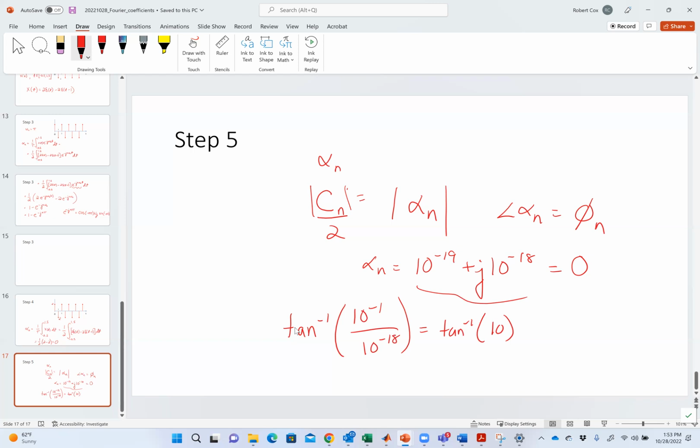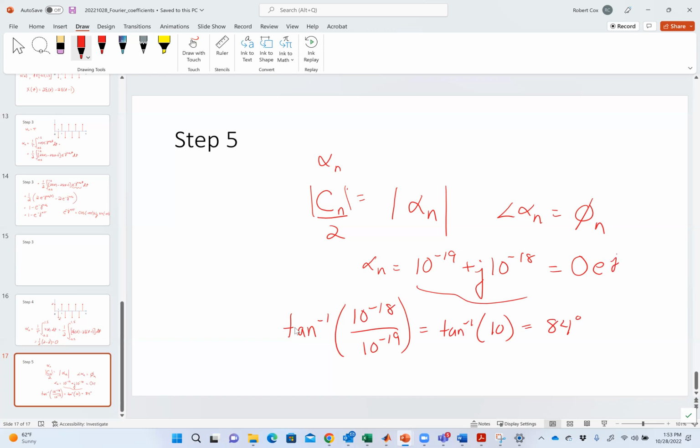So I did that wrong. It's 10 to the minus 18 over 10 to the minus 19, right? It's imaginary over real. So that would be 10. This works out to be about 84 degrees or something like that. All right, I guess that could work.